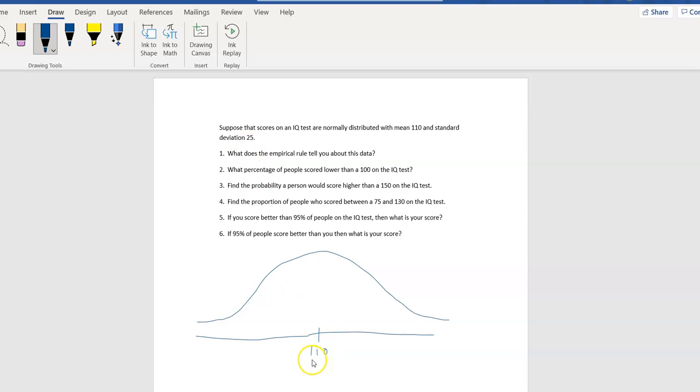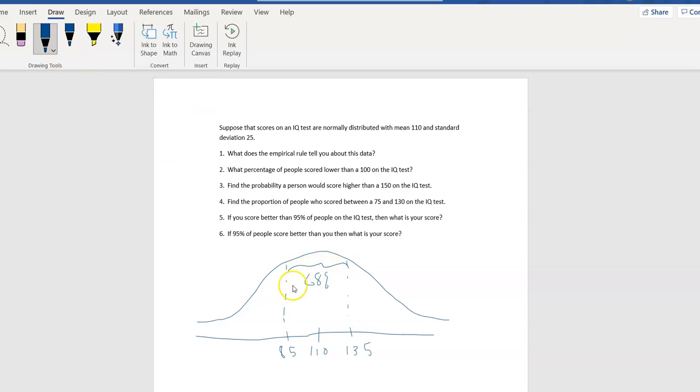So if we subtract 25 from 110, that's going to give us 85 over here. And then if we add 25 here, we're going to get 135. All right. And we know from the empirical rule that 68% of IQs, at least for this IQ test, should be in here between these two.